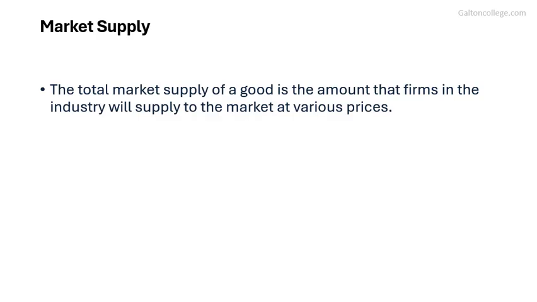The total market supply of a good is the amount that firms in the industry will supply to the market at various prices. Okay, that's what it is. As the price changes, they'll supply more or less, depending on how the price changes. So they keep an eye on the price in the market. As the price changes, they will change the amount that they supply into the market. And this, we believe, happens with the vast majority of goods.